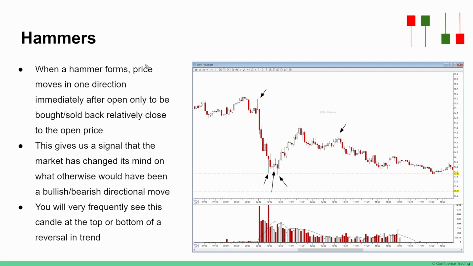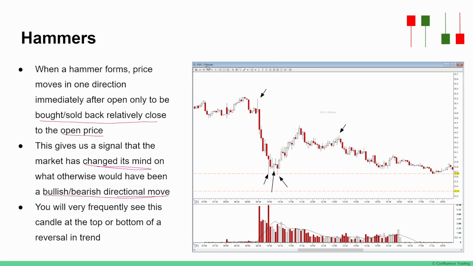Alright, so moving on to our third candle type, we now have the hammer candle. When a hammer candle forms, price has initially moved in one direction, only to be bought or sold back relatively close to the opening price of the candle. So you can see that up here. Here's some hammer candles, and then here's some what would be called inverted hammer candles. This candle gives us a signal that the market has changed its mind on what otherwise would have been a strong bullish or bearish directional move. You will very, very frequently see this candle at the top or the bottom of a reversal in trend.